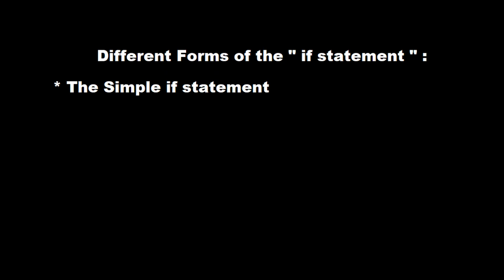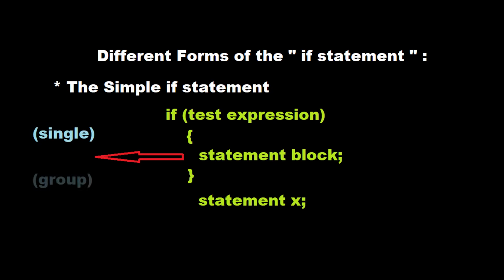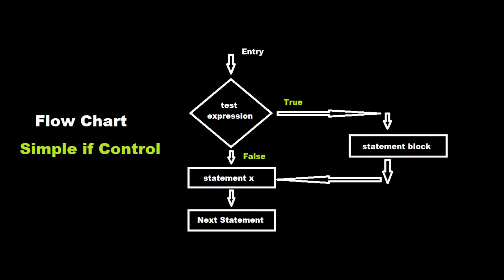The general form of a simple if statement is: if test expression, then the statement block, then after that statement X. The statement block may be a single statement or a group of statements. If the test expression is true, the statement block will be executed. Otherwise, the statement block will be skipped and the execution will jump to the statement X. Remember, when the condition is true, both the statement block and the statement X are executed in sequence. This is illustrated by this flowchart.